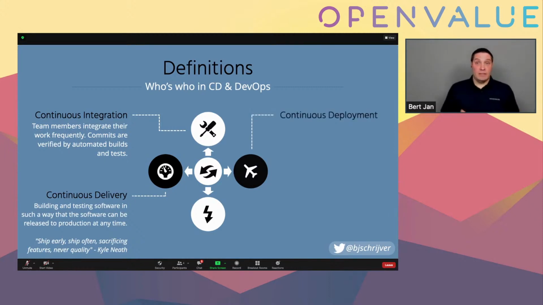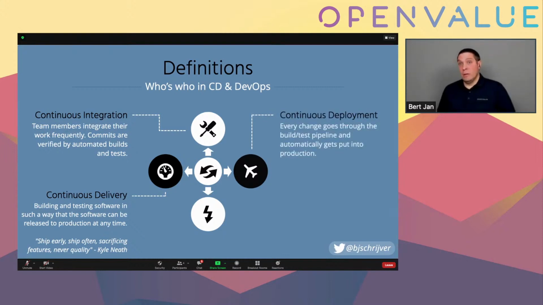And then maybe the next step is continuous deployment, where every change that goes to your CI pipeline and to your automated test suite automatically gets put into production. So is this the end goal for everyone? I wouldn't necessarily say so.